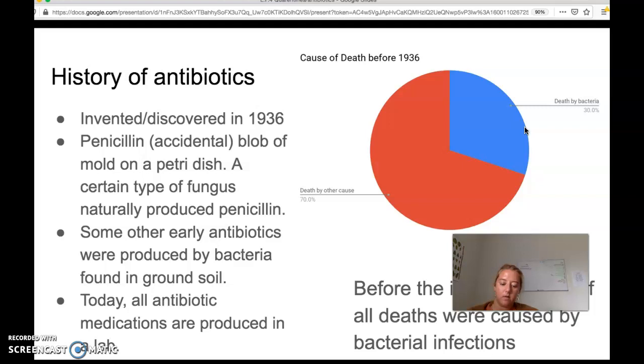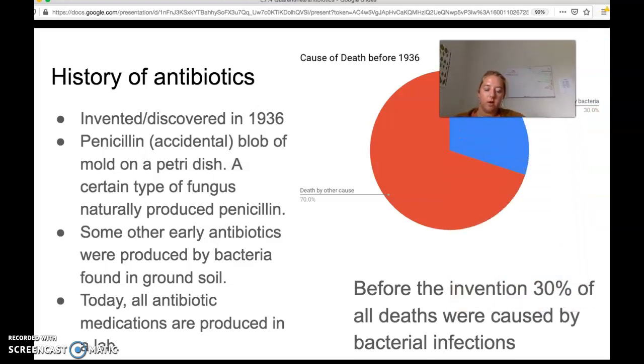Andrew Fleming found this out or discovered it, right? He had some penicillin growing, and then he noticed that his bacterial colonies did not grow around the penicillin mold, which led him to believe that the penicillin produced some type of bacterial killing something, which we now call penicillin. Some other early antibiotics were produced by bacteria themselves found in ground soil. Today, all antibiotics are produced in a lab. So very important, a little bit of history about your antibiotics.